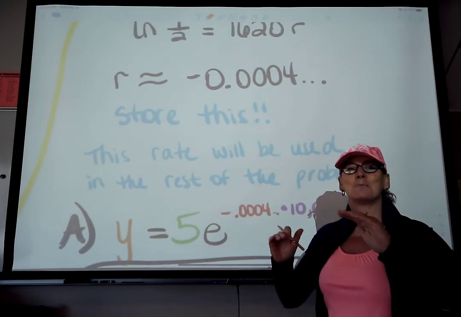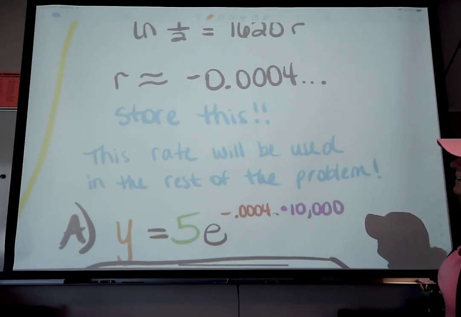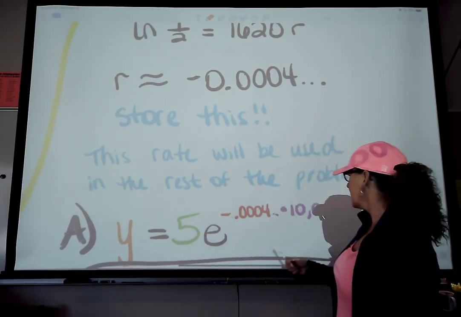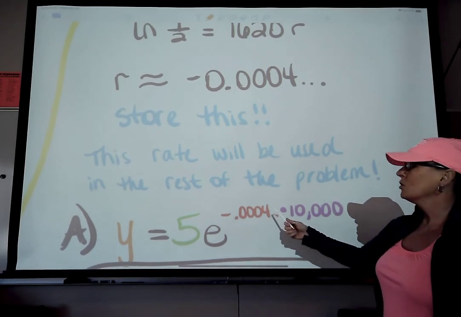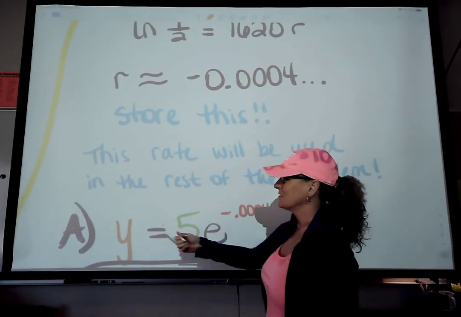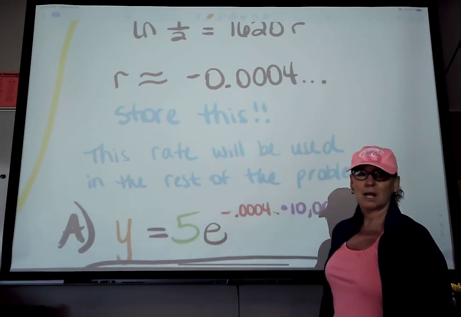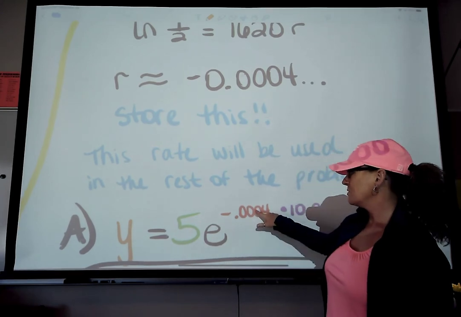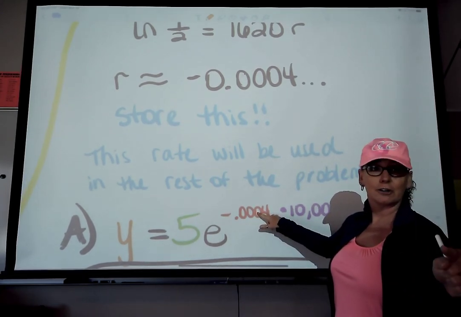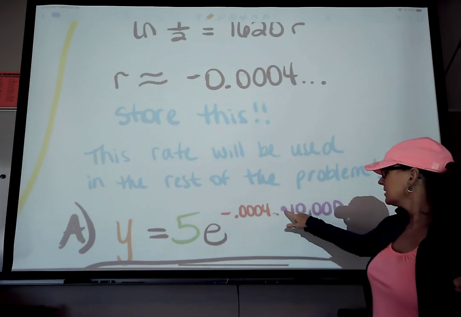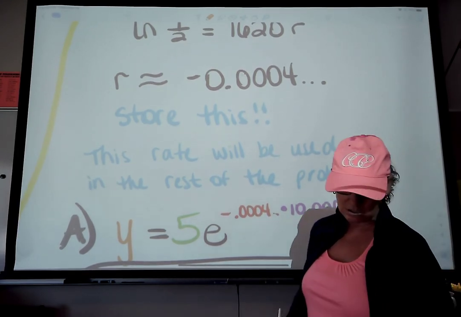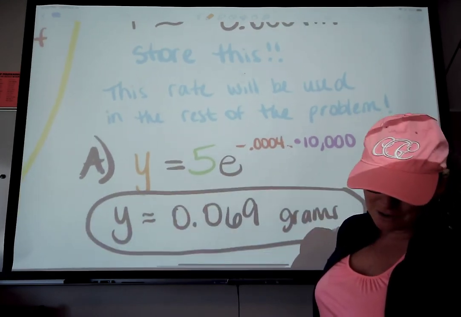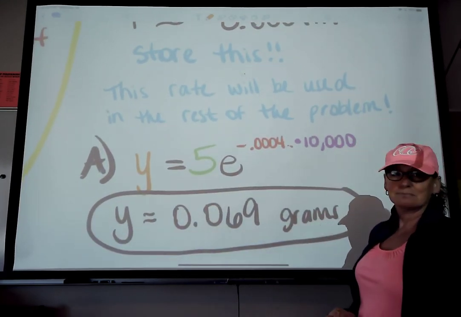Now, let's go back to part A. Part A gives us a starting amount. It gives us 10,000 years. We needed a rate to figure out this number. Plug it in your calculator. You've got 5 times e to the, use your letter wherever you stored this, times 10,000. And your ending amount, I bet it's going to be less than 5. 5.069 grams.